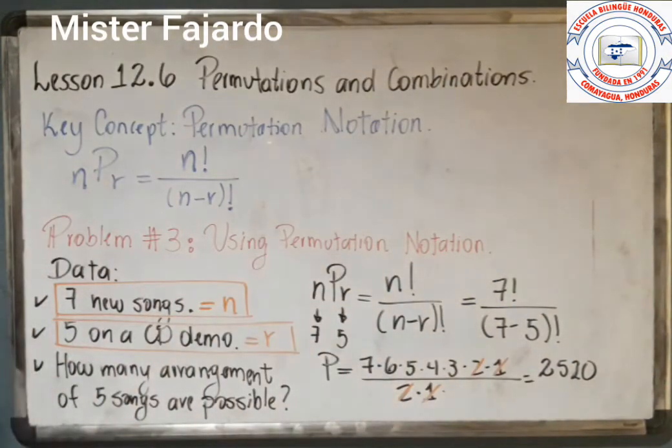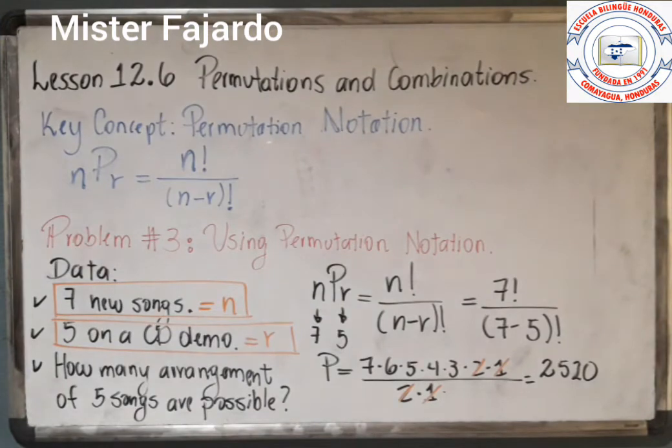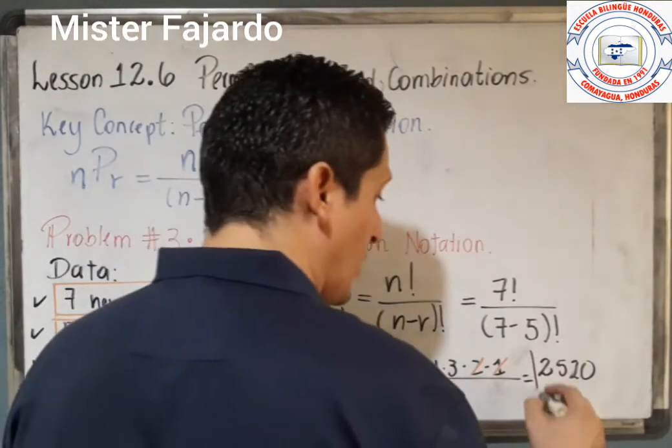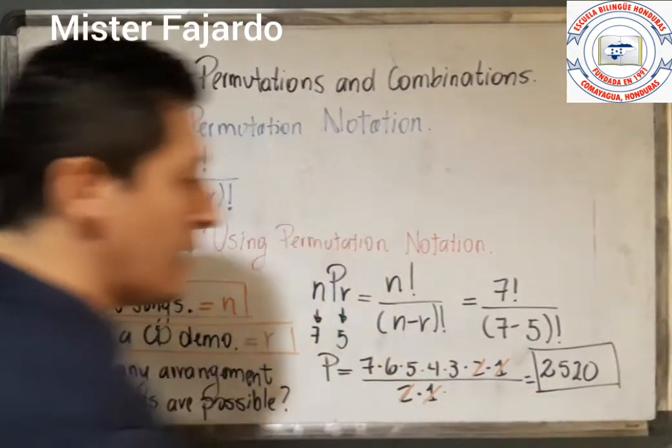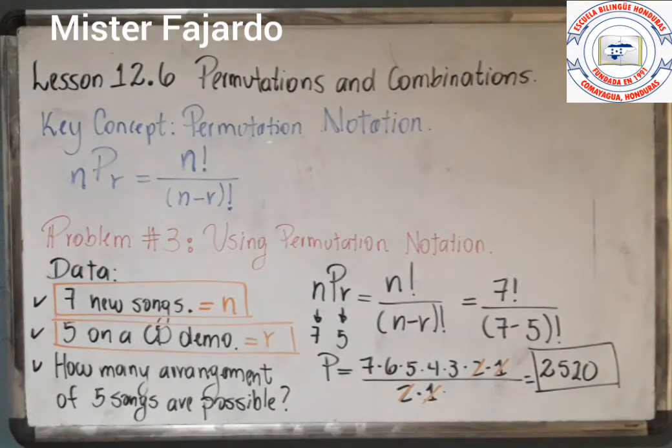Those are the possible ways that you can organize all those 5 songs. You can put the order of the songs in 2,520 ways, okay? So that's really easy. You just need to apply the formula and identify what you need to do, okay? Now we are going to pass to the next problem, problem number 4.